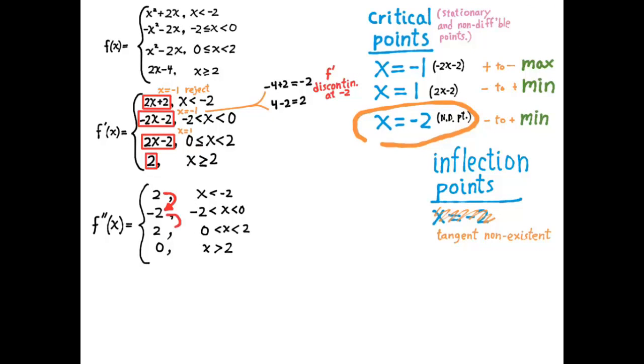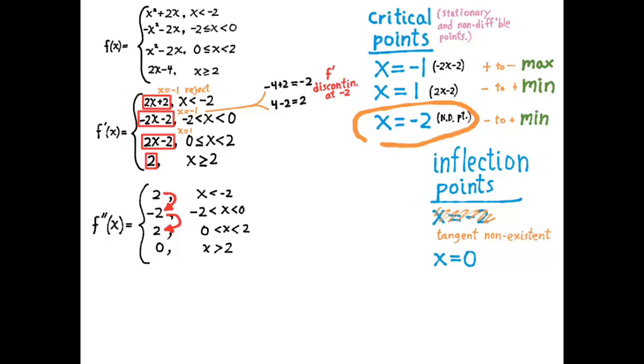Next place where f prime changes sign is at 0. Changes from negative to positive. So x equals 0 would be an inflection point. Now, does f prime change sign ever again? No. Going from 2 to 0 is not a change of sign, because 2 is a positive number and 0 is neither positive nor negative. A sign change would be from positive to negative or negative to positive. Going from positive to 0 or negative to 0 would not be a sign change. So there's only one inflection point, and that's at x equals 0. And I want you to notice that we have an inflection point where f prime does not equal 0, and we have f prime equal to 0 where there's no inflection point. It's important to understand that the inflection point doesn't automatically happen whenever f prime equals 0.